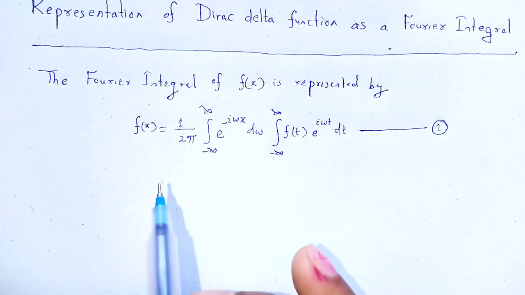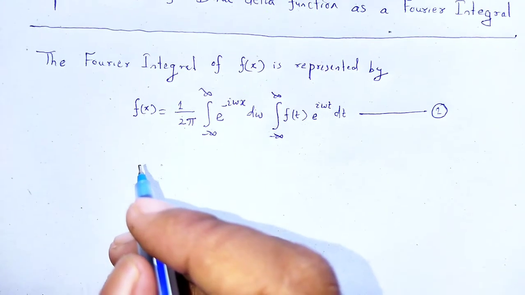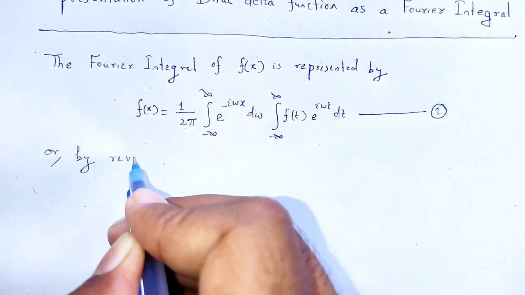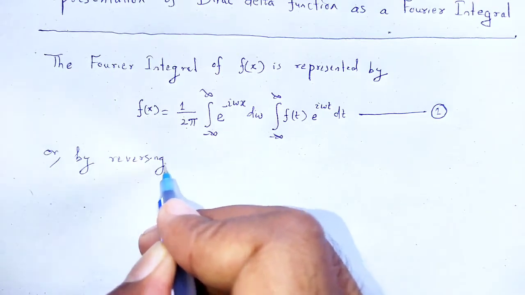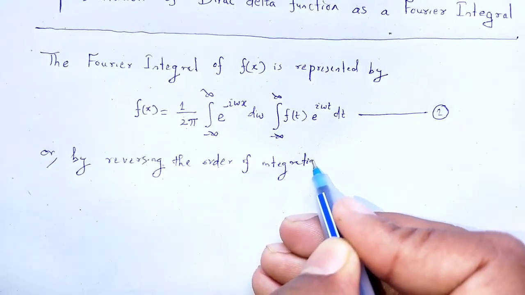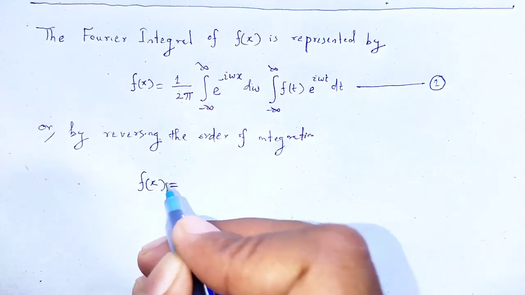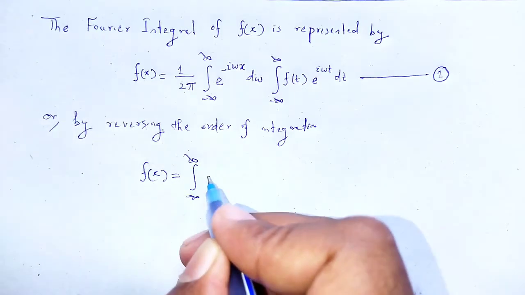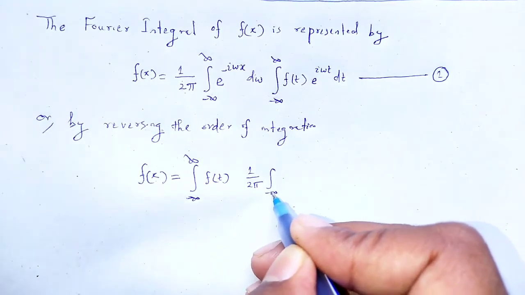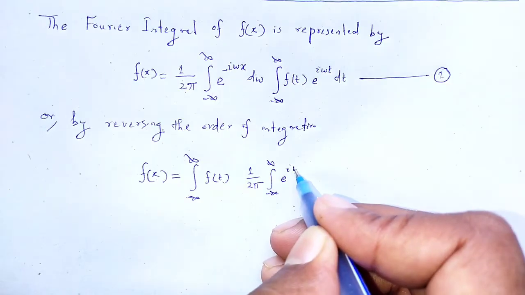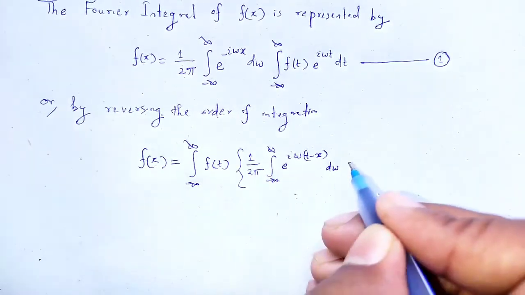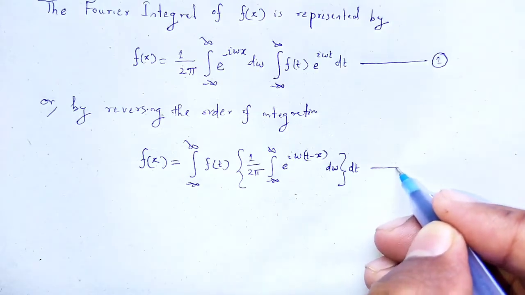Let us reverse the order of integration, then we write it as f of x is equal to integration over minus infinity to plus infinity f of t, 1 by 2 pi integration over minus infinity to plus infinity e to the power i omega (t minus x) d omega, dt. It is equation number 2.